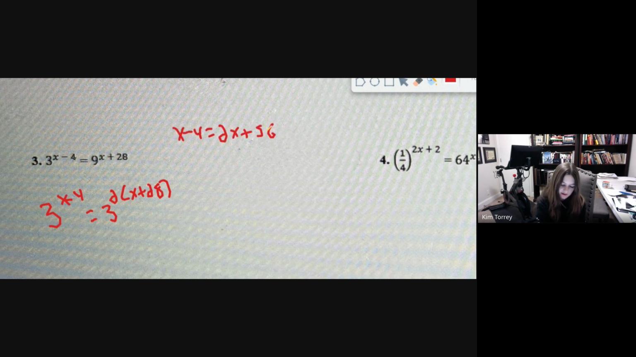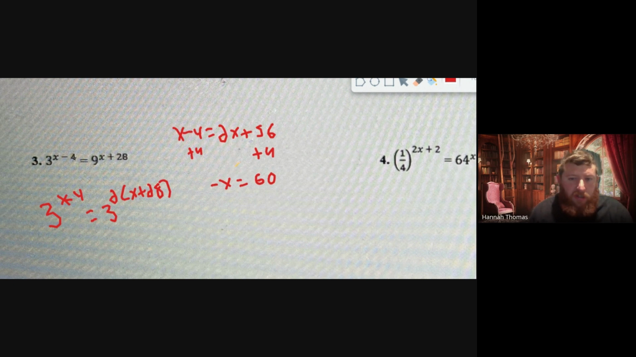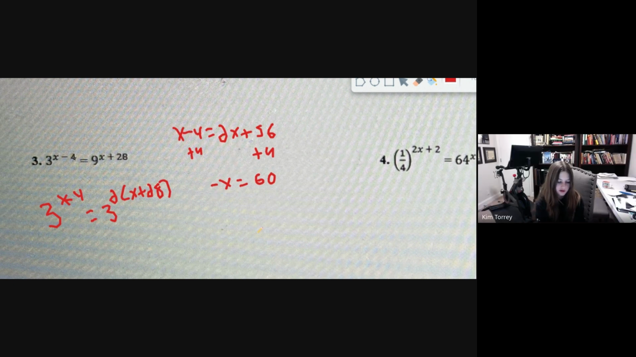You can bring the 2 to the other side, so you minus it. Add the 4. So it'd be -3x equals 60. 1 minus 2 is -1. Oh, shoot. Don't know what happened there.